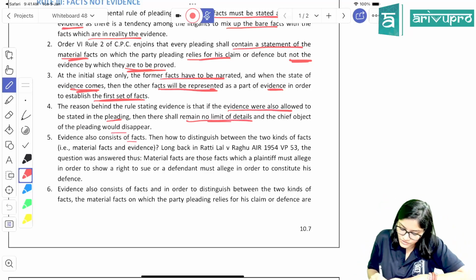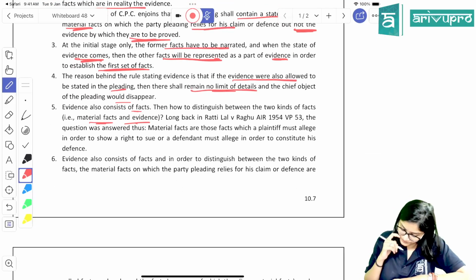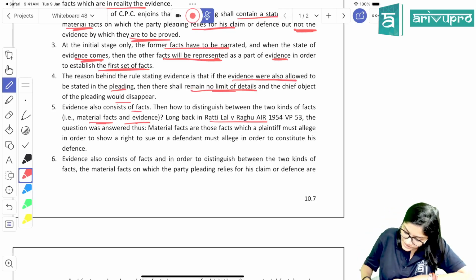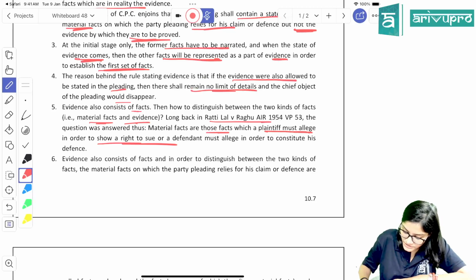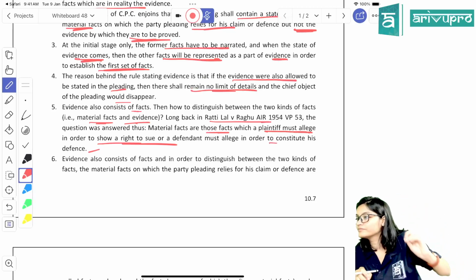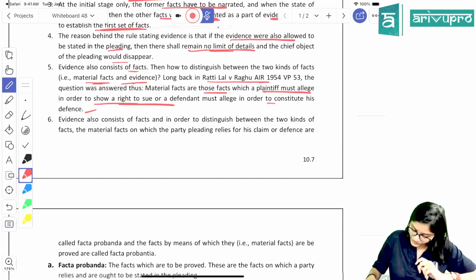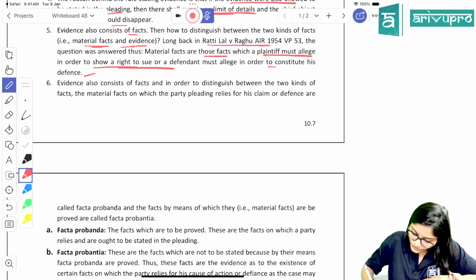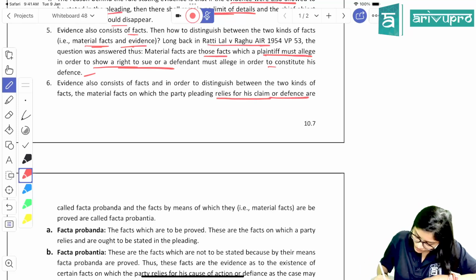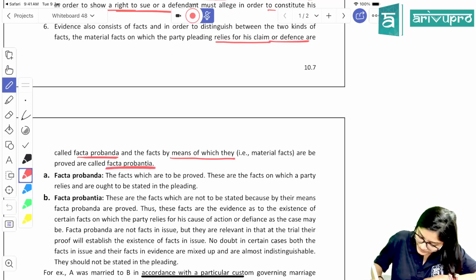Evidence also consists of facts. Then how to distinguish between two kinds of facts, material facts and evidence? So in Ratilal versus Raghu, the question was just answered thus: material facts are those facts which a plaintiff must allege in order to show a right to sue, or a defendant must allege in order to constitute his defense. Material facts, those facts which plaintiff or defendant, they are proving their right. Right? Evidence also consists of facts. In order to distinguish between the two kinds of facts, the material facts on which the party pleading relies for his claim or defense are called facta probenda. And the facts by means of which they can be proved, they are known as facta probantia.